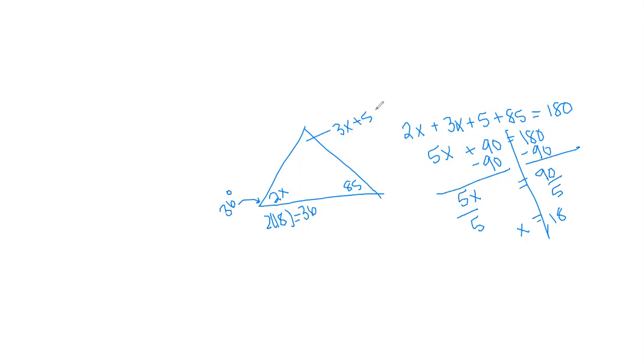And then I have to find this one up here. So I plug in 18 for x because x equals 18. So 3 times 18 plus 5. So 3 times 18 plus 5 is 59. So this angle is 59 degrees.